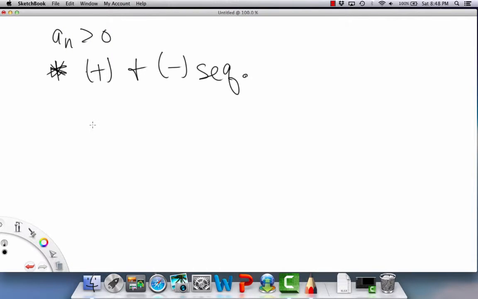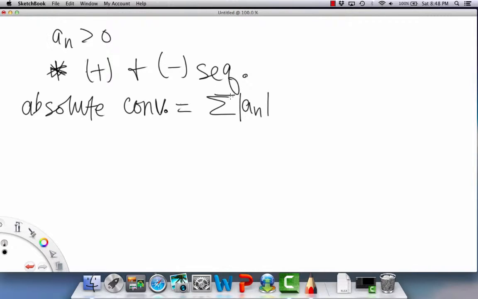I'd like to define a couple of terms. So first is the term absolute convergence. I'm going to abbreviate CONV for convergence. Absolute convergence is when the absolute value of a sequence converges. It's kind of standard and straightforward; you can just tell from the name. Absolute convergence means that the absolute value of a sequence converges. Okay, so that's the first definition.